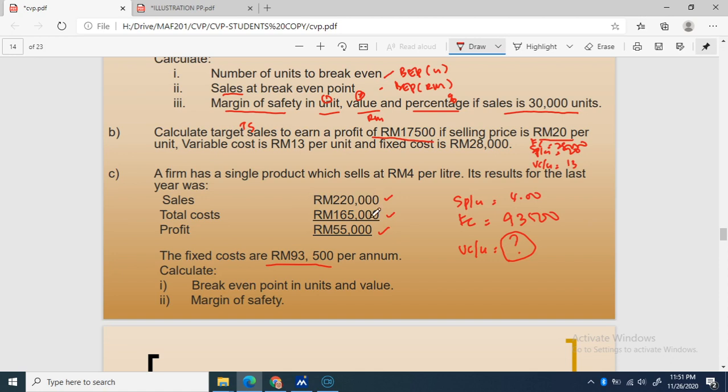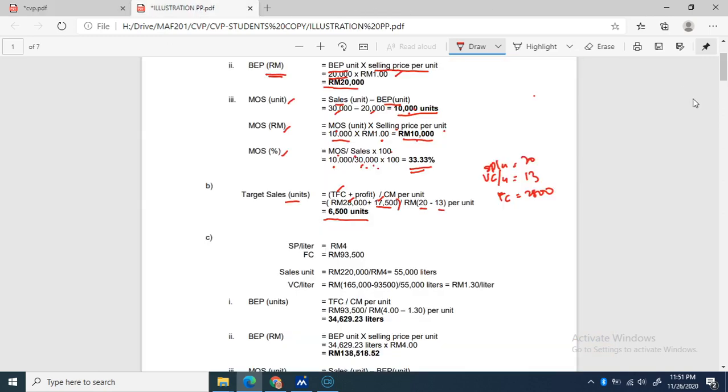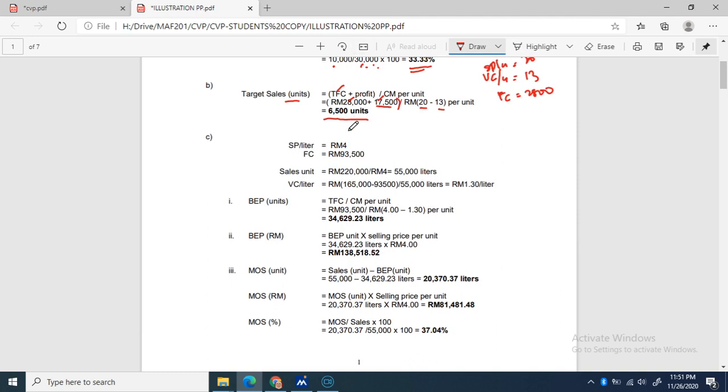First of all, we have to find out the number of liters. How many liters that you sold? So that's why we refer to the answer here. Selling price per liter is 4 ringgit. Fixed cost is 93,500. To get the variable cost per liter, we have to find out how many units or how many liters that you sold. Total sales divided by selling price per unit, so you get the number of units. So it's 55,000 liters.